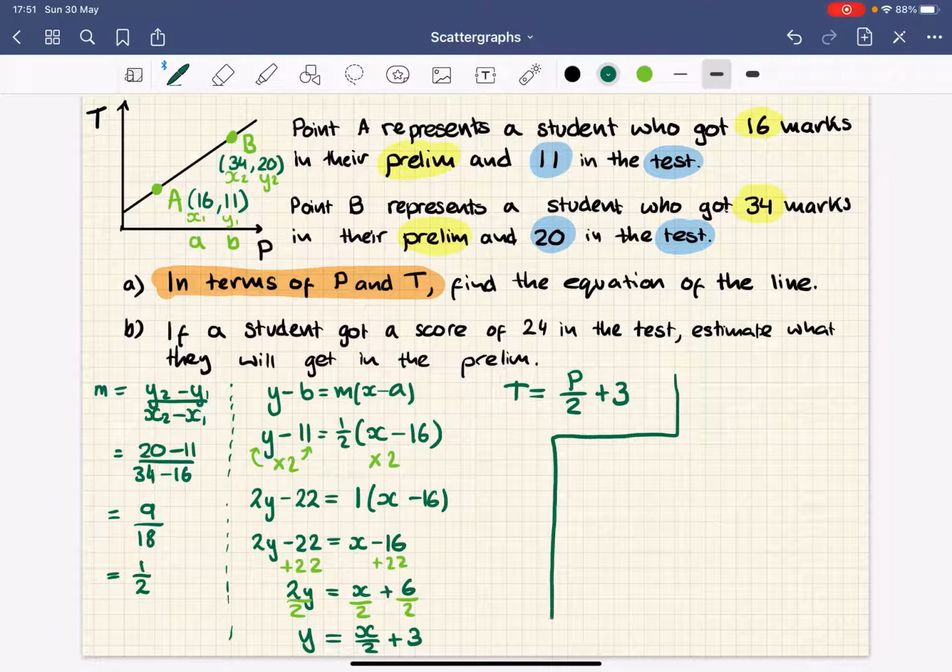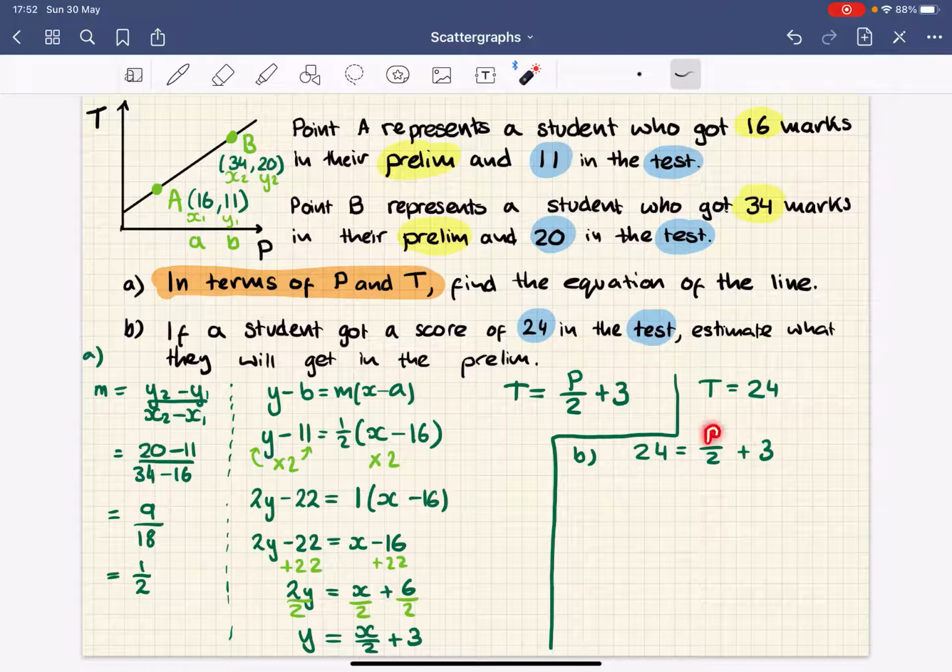Okay, so then looking at part B then. So part B, if a student got 24 in the test, estimate what they will get in the prelim. So we are dealing with 24 in the test. And remember, the test, that is going to be my T. So I know that T equals 24. So substituting that into my formula, I'm now going to have 24 equals P over 2 plus 3. And I need to start rearranging it in order to find out what P is.